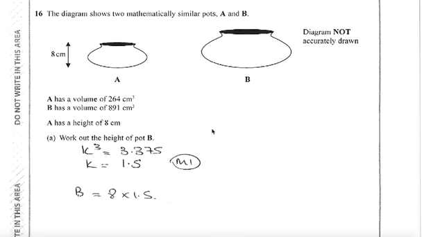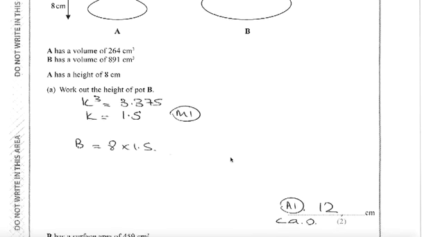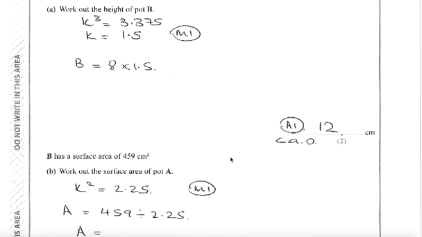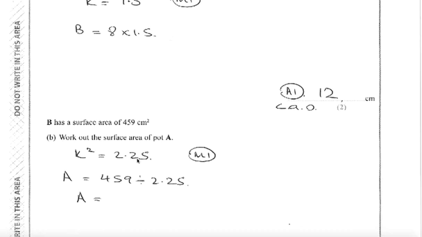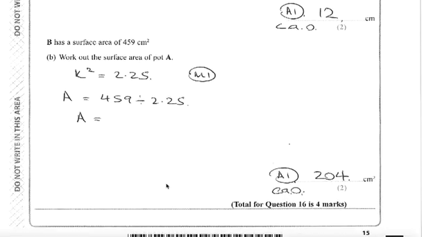Question 16, the information I'm given is volume, so that means that K cubed is 3.375, so K is the cube root of that, which is 1.5, so we get the height is 8 times that, which is 12. Now K squared will be 2.25, and the area is going to be smaller, so 459 divided by 2.25, 204.